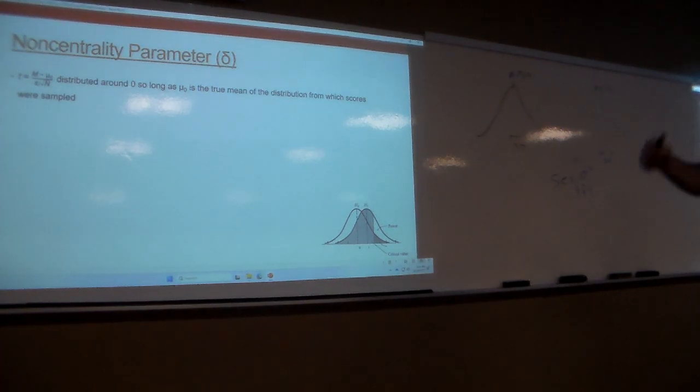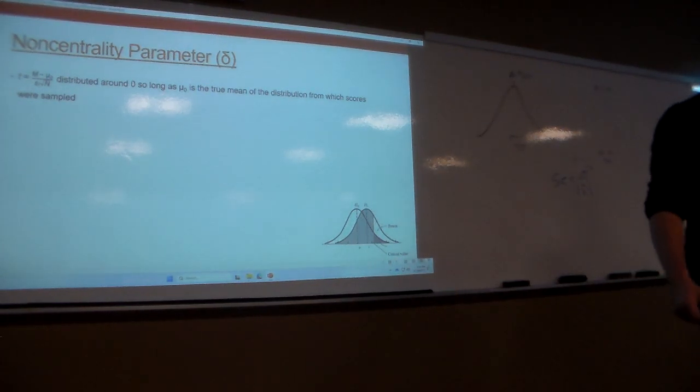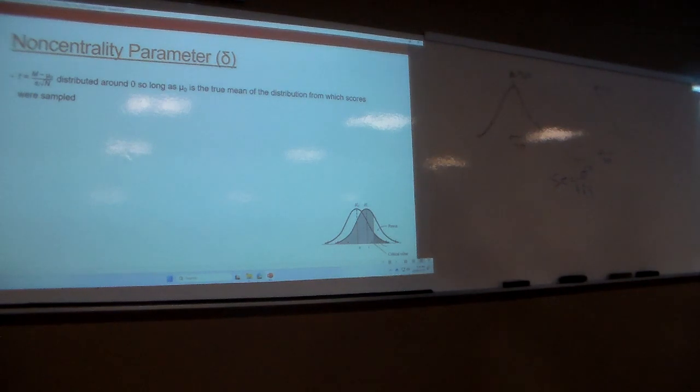Now, our test statistic, our t-statistic, is distributed around 0 so long as the null hypothesis is true, okay? If the null is true, and we were to sample and calculate t-scores for a test where the null hypothesis is true, we get the nice t-distribution that we go through and table and use for all of our stuff, okay?